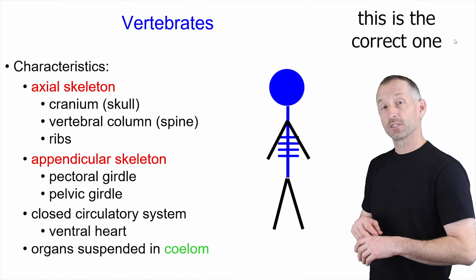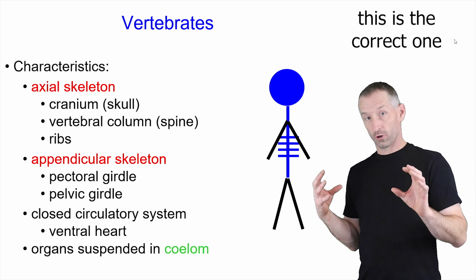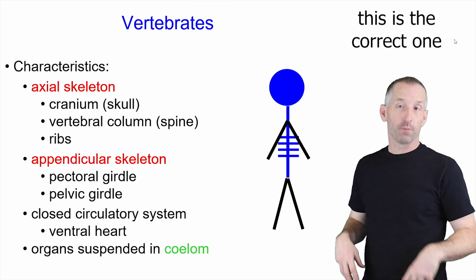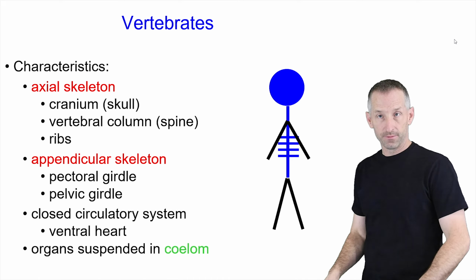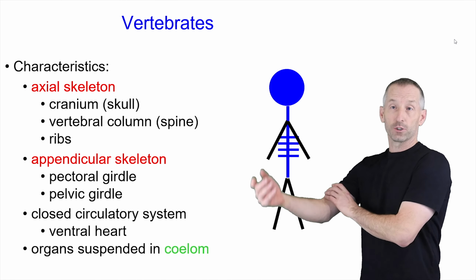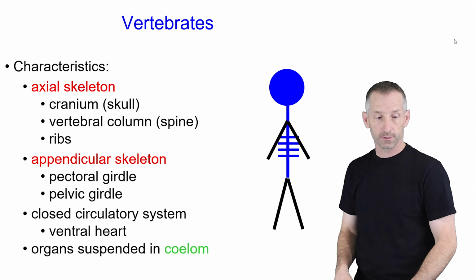and the pelvic girdle, which are the hips. And then the bones that come off that, which are the bones in our arms and our legs.